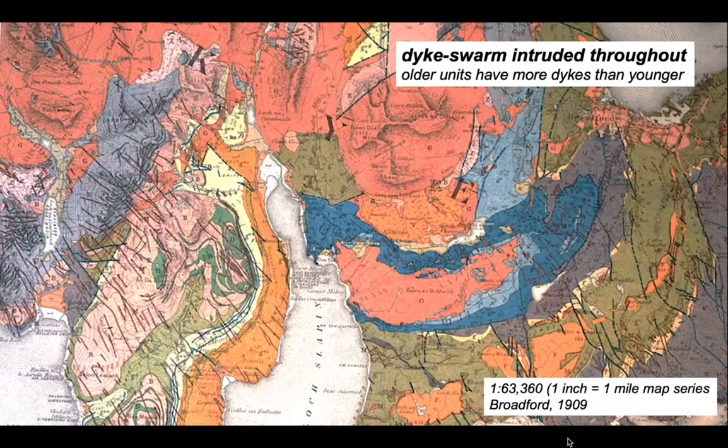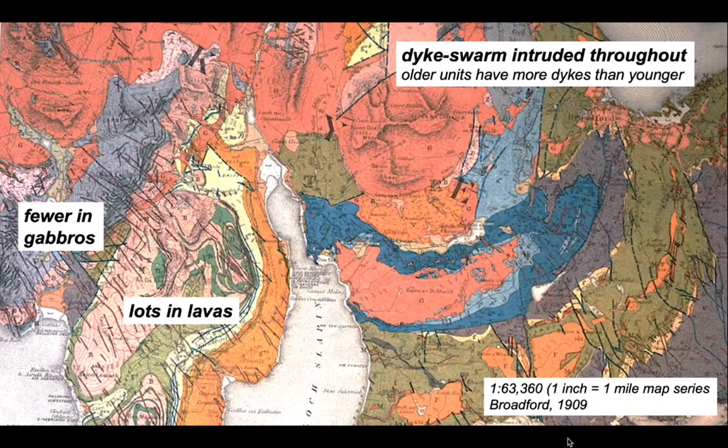So we've inferred that the dike swarm was intruded throughout the history, that older units therefore have more dikes than younger ones. It implies that the granites, the red rocks on these maps, are a relatively young part of the Skye igneous centre. There are lots of dikes in the lavas because they were there first. There are fewer in the gabbros because they were emplaced and intruded after the lava field, and very few in the granites because those are the youngest still.